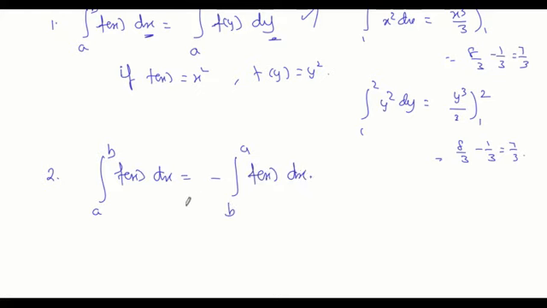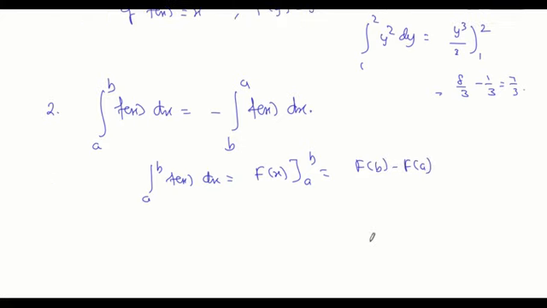What do you understand from this? Actually, if you interchange the limits, the sign will change. Obviously, children, you see here, integral a to b f of x dx is nothing but F of x from a to b, that is F of b minus F of a, correct?